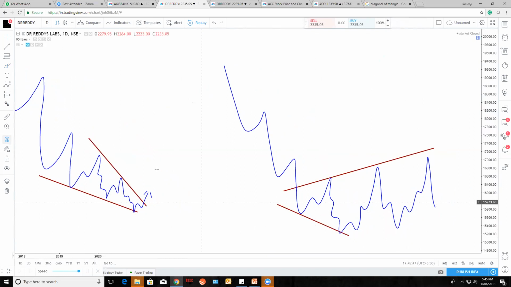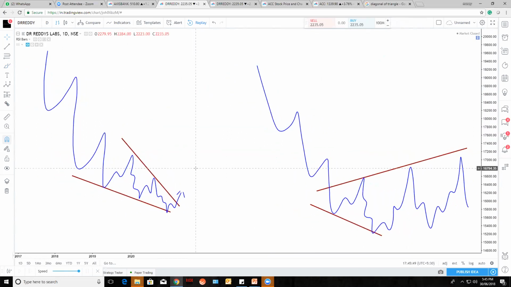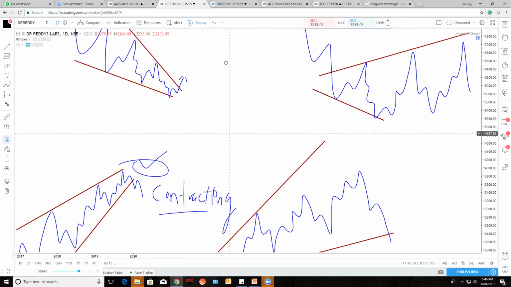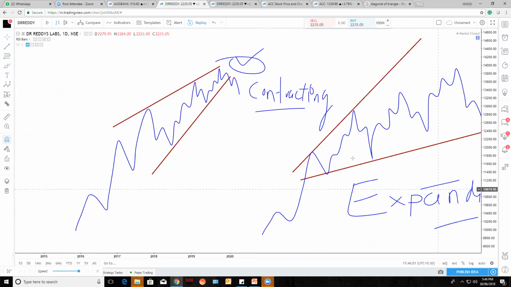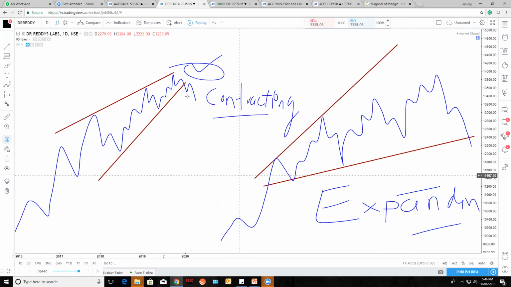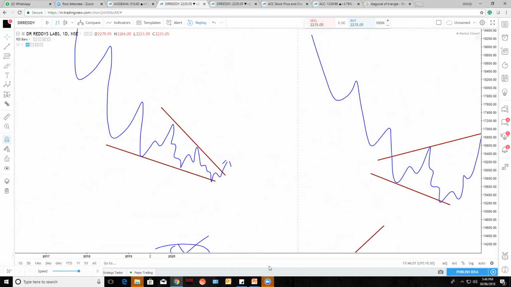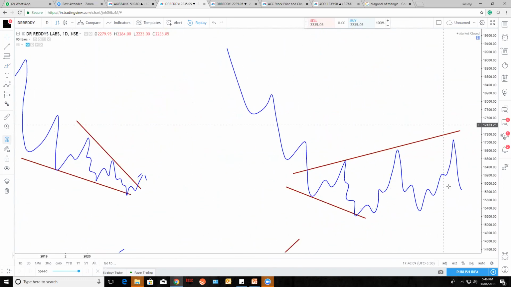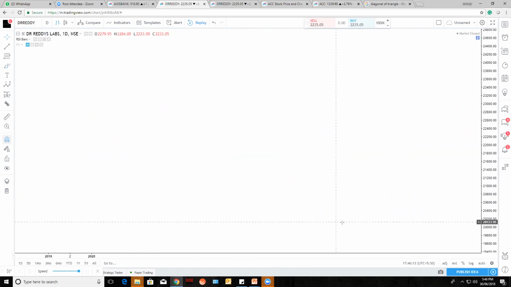So this is what a diagonal looks like, or it is similar to the structure called a wedge. Okay. So this is for the downside, and this is looking like the upside direction. It is a contracting type of diagonal, and it is an expanding type of diagonal. Here also it's a contracting type of diagonal, and it is an expanding type of diagonal. Okay. Now what is the importance of these diagonals?